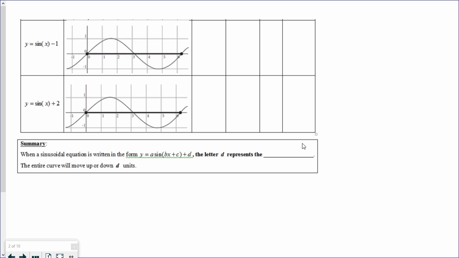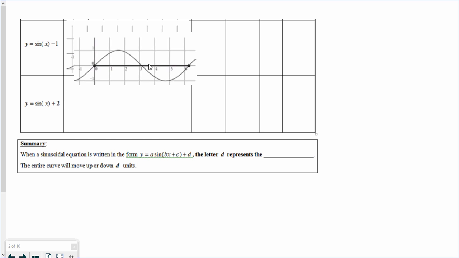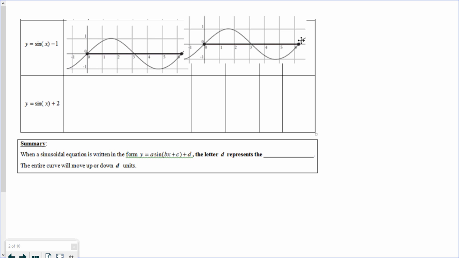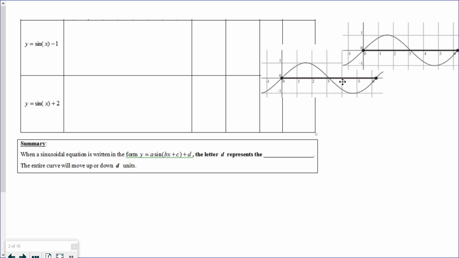Okay, so when you would graph it out, oh, I don't know why these are on here. They are not right. When you would graph those out, go away.